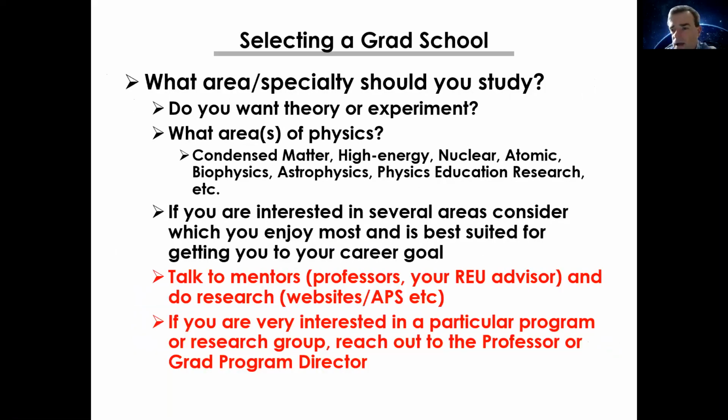So say you have determined what you would like to do and what your passion is. How do you select the grad school? What area and specialty should you study? This depends on many different things. Do you want to do theory or experiment? Maybe you don't know, and you want to try something out. What areas of physics are you interested in? It can be anything: condensed matter, high energy, nuclear, atomic, biophysics, anything really.